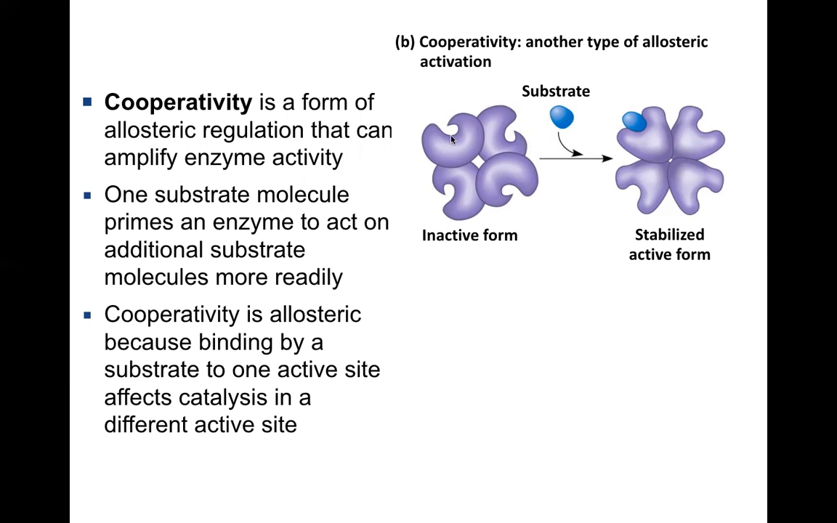And here's the example. Here's the inactive form of the enzyme. Substrate binds to one of the 4 subunits. It stabilizes the active form, and now other substrate molecules can bind. Cooperativity is allosteric because binding by a substrate to one active site affects the catalysis in a different active site.